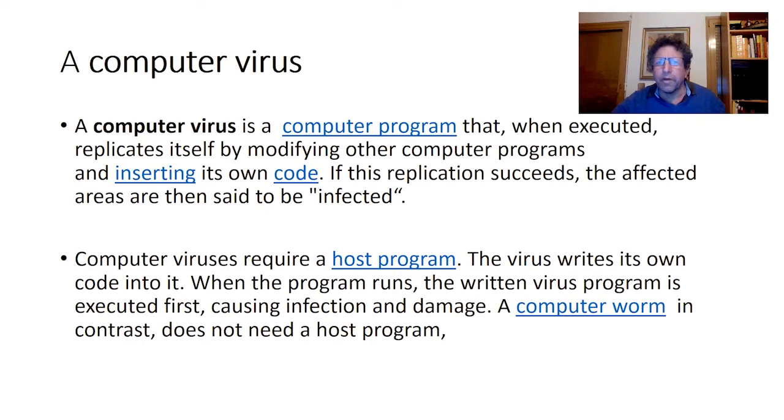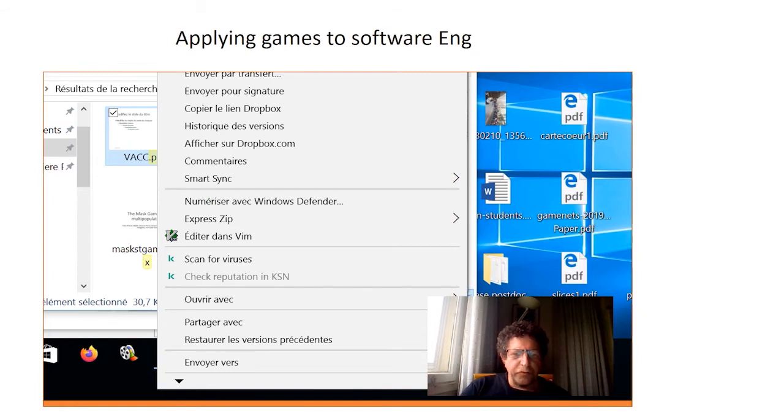Now, computer viruses require a host program. The virus writes its own code into it. When the program runs, the written virus program is executed first, causing infection and damage. A computer worm, in contrast, does not need the host program. I present this short introduction to convince you that epidemiology is relevant not only in biology, but also in computer engineering and software engineering.